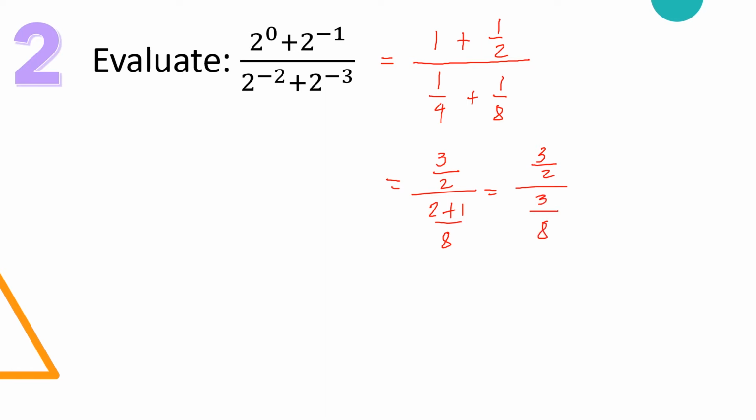Now we have division of fractions. We can have this as 3 halves times the reciprocal of the denominator, that is 8 over 3. 3 divided by 3 is 1, so we have 8 divided by 2. The answer is 4.